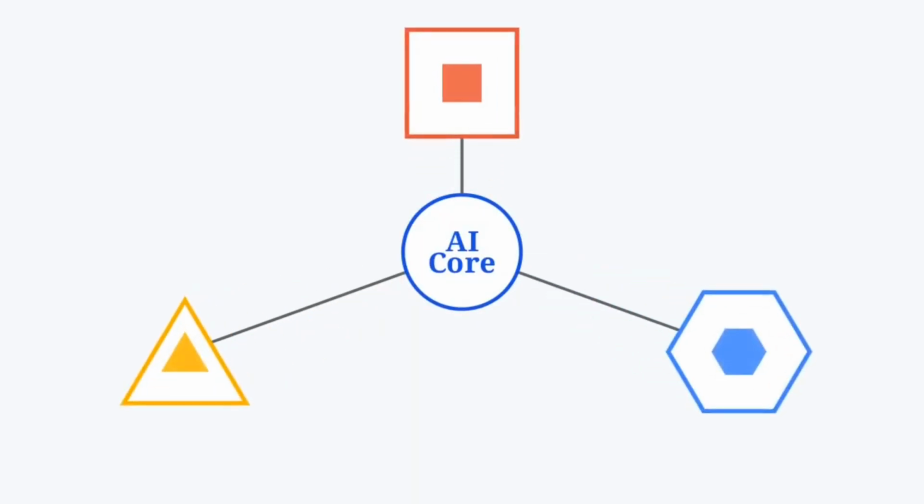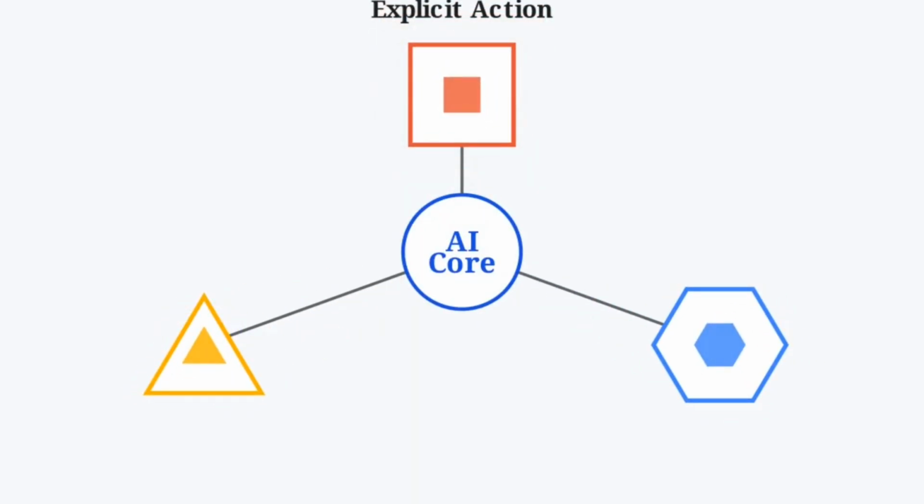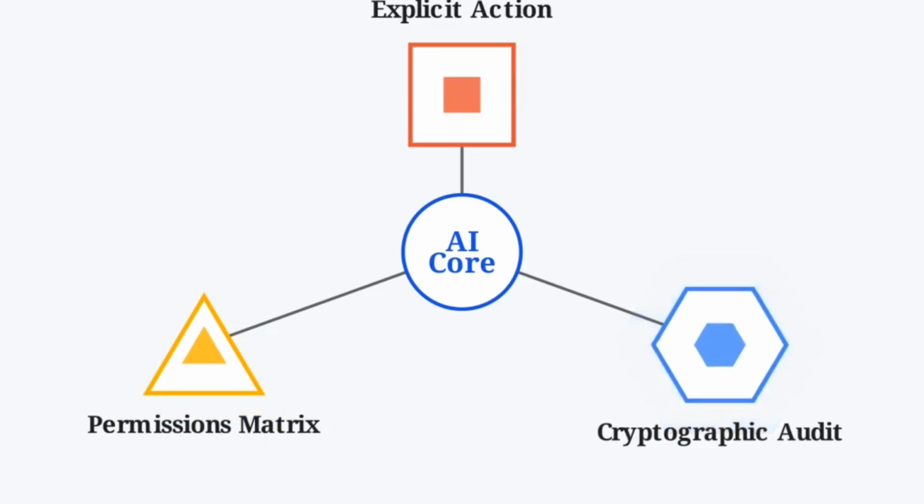A reliable autonomous peer relies on three architectural pillars. Explicit action prevents hallucinated tasks. The permissions matrix isolates system vulnerabilities. And cryptographic auditing tethers every action to the agent. Let's see what happens when an AI thinks inside a shared workspace.